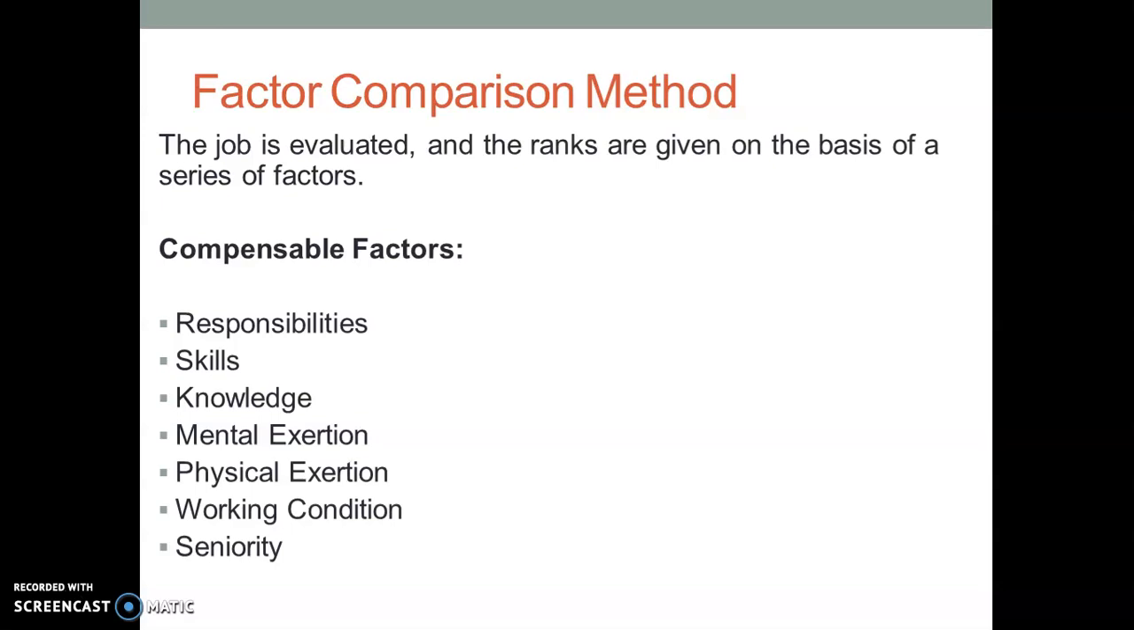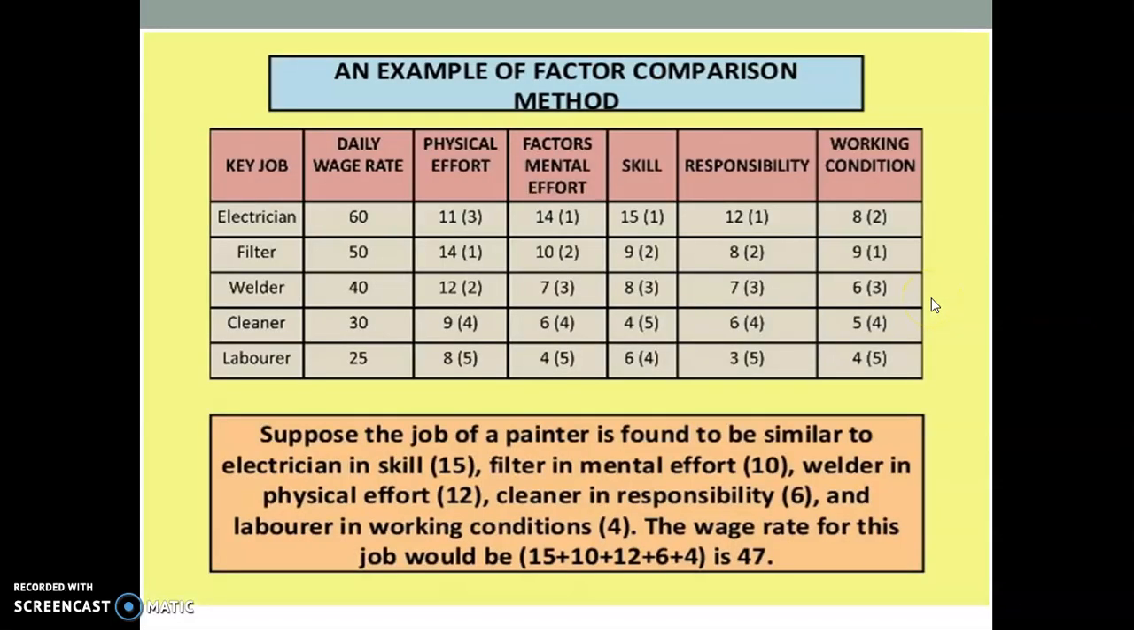Now there is an example related to the factor comparison method. We can see that the chart depicts key jobs: electrician, fitter, welder, cleaner, laborer. There are daily wages provided to them. There are other compensable factors like physical effort, mental effort, skills, responsibility, and working conditions. These are the dimensions available as factors of compensation.